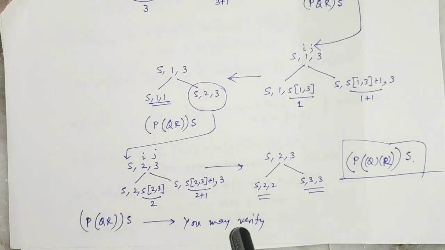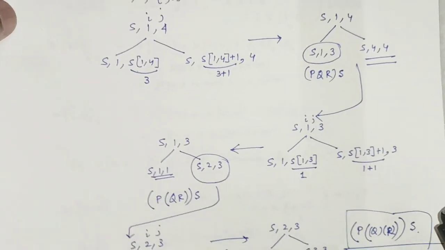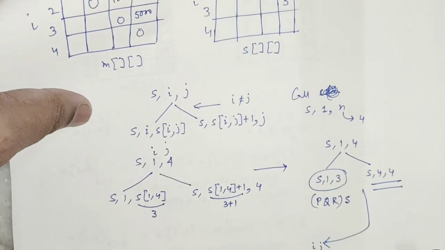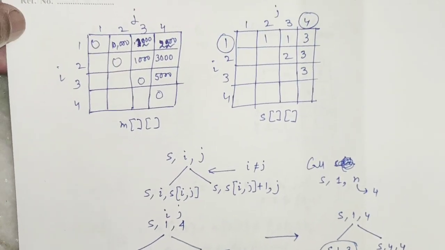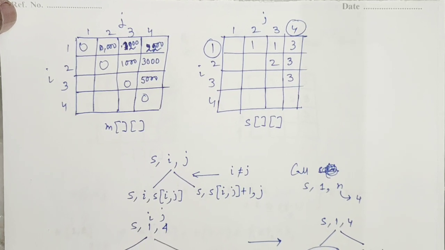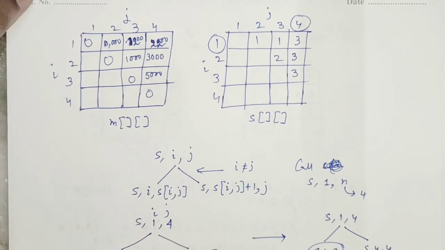Your parenthesization is also perfect. Okay, you can verify it. I have mentioned that in my last lecture also. So in this way you can go for the solution of the matrix chain multiplication problem.